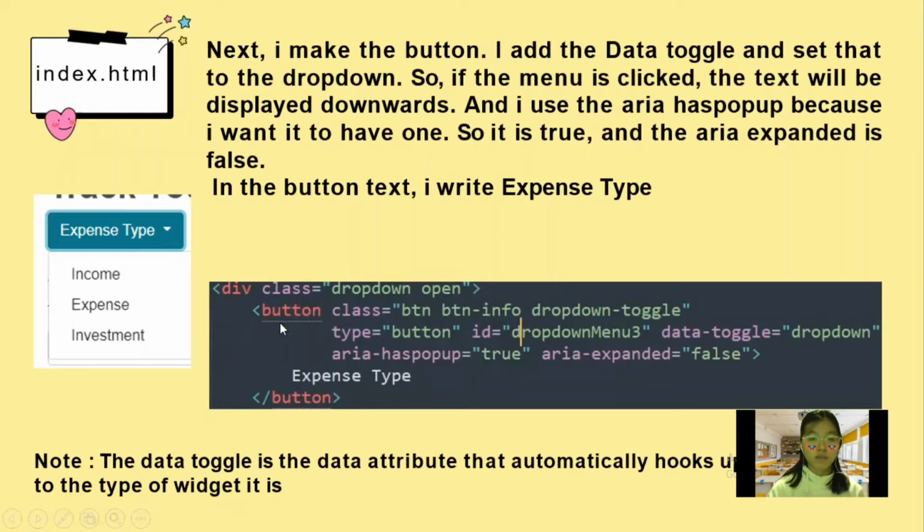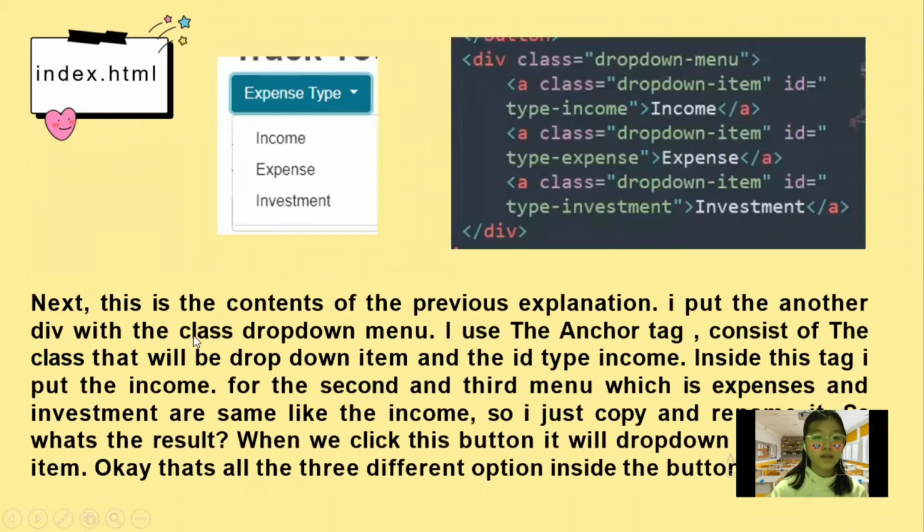Next, I make the button. I add the data toggle and set that to dropdown. So if the menu is clicked, the list will be displayed downwards. And I use aria-haspopup because I want it to have a popup, so it is true, and aria-expanded is false. And in the button text, I write expense type. Next. This is the content of the previous explanation.